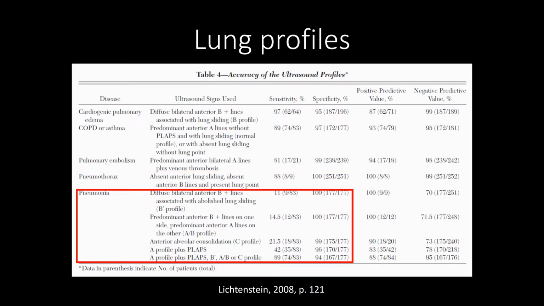And finally, for pneumonia, this was the most diverse in terms of lung ultrasound profiles. Ultimately, many of the profiles were quite specific but not very sensitive. However, using all three different profiles of A profile plus PLAPS, a B prime, or an A/B/C profile, the sensitivity was 89%.